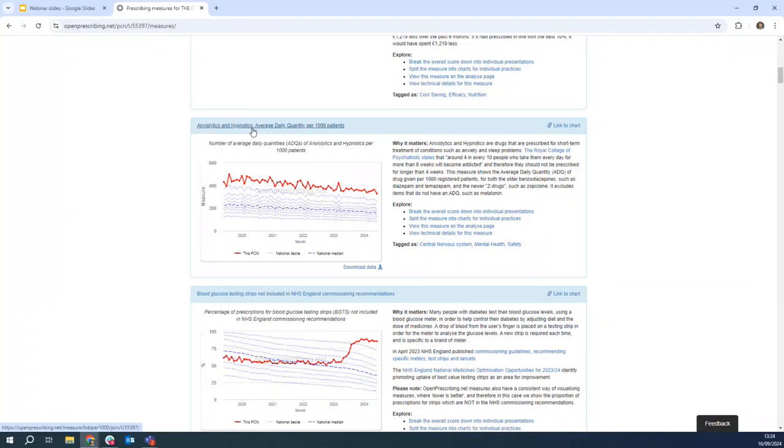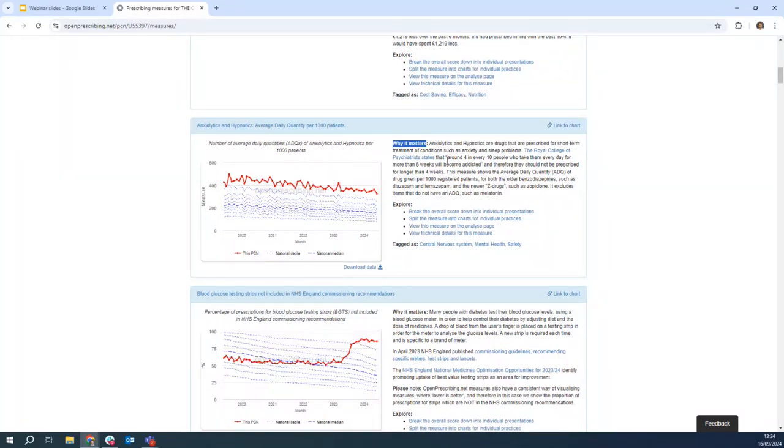So this is anxiolytics and hypnotics, average daily quantity per 1,000 patients. I'm not going to spend too much time going into the very specifics of each measure, because different ones are important for different practices. But we have this section here, why it matters, and we've written this individually for each measure that we put up. So we put quite a lot of time thinking about what we're going to present and defining how the measure is built.